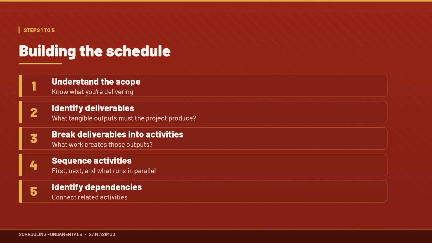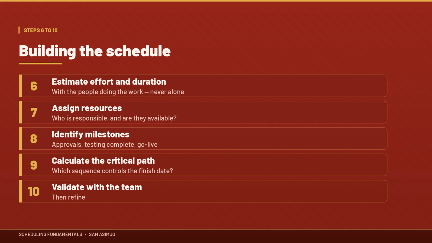Step 4. Sequence activities. What comes first, what comes next, and what can happen in parallel? Step 5. Identify dependencies. Connect related activities. Step 6. Estimate effort and duration. Work with the people actually doing the work. Don't sit alone and guess. If a developer is responsible for an integration, involve that developer in estimating it.